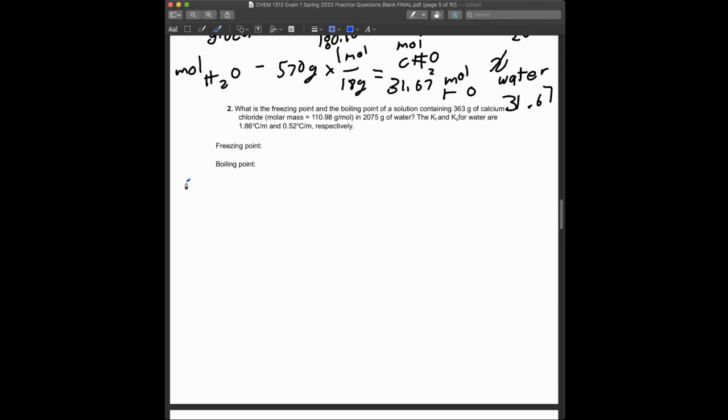If you remember from the slides, the change in temperature of freezing is equal to Kf times m times i. Don't forget this i, because on the exam, one of the answer choices will have this number without taking the i value into account, and that answer will be the wrong one. That's just a little heads up. We know that the Kf for water is 1.86, but we need to find the molality. So let's do that calculation really quick.